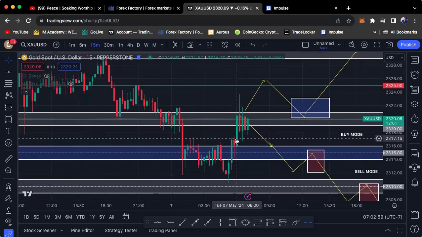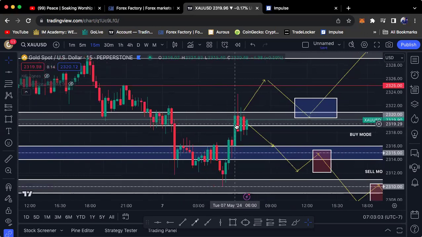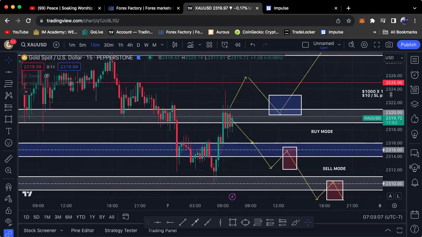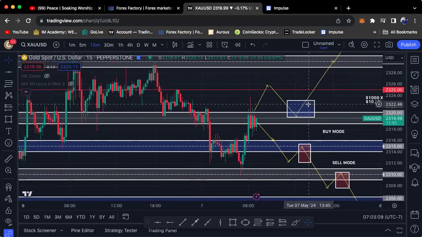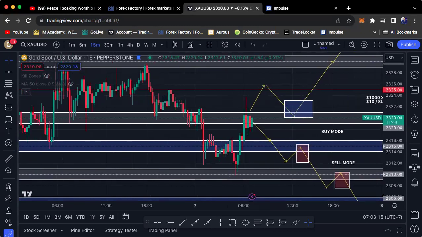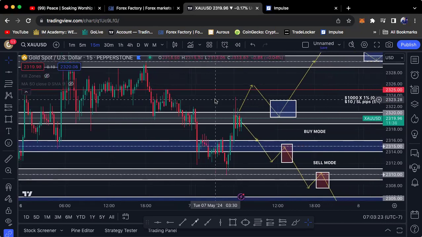Yes, you could have scalped this here, but I'm gonna stick with my trading plan. You don't have to catch every trade. That's one thing about trading. Don't feel the need to catch every trade. There's a lot of opportunities. Just stick to your trading plan.